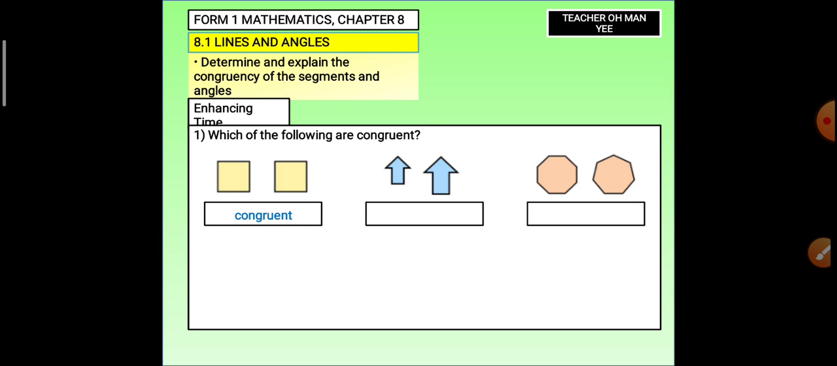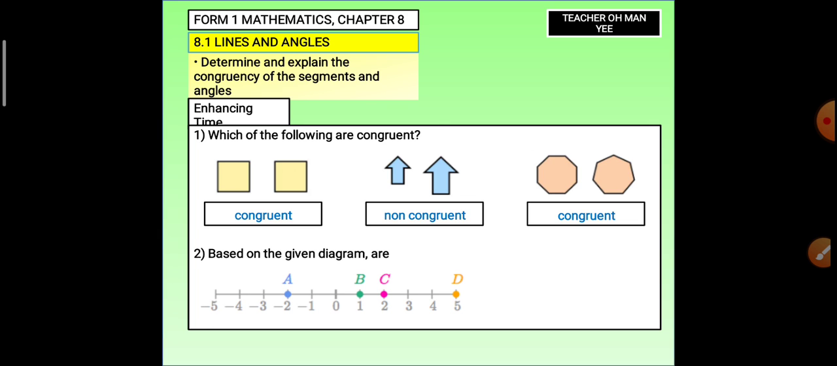And the second shows us a pair of arrows. These arrows have the same shape, but unfortunately they are different in size. Okay, so here we can conclude that they are non-congruent because of the different size. And the third pair, we have hexagons with the same shape and size. Here, once again, we conclude them as congruent.